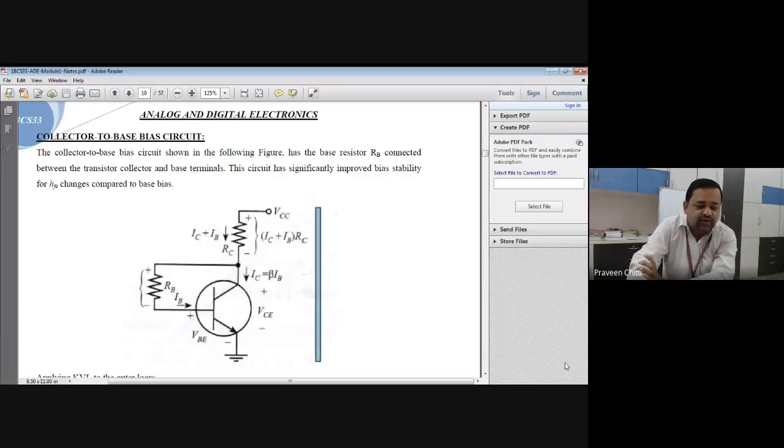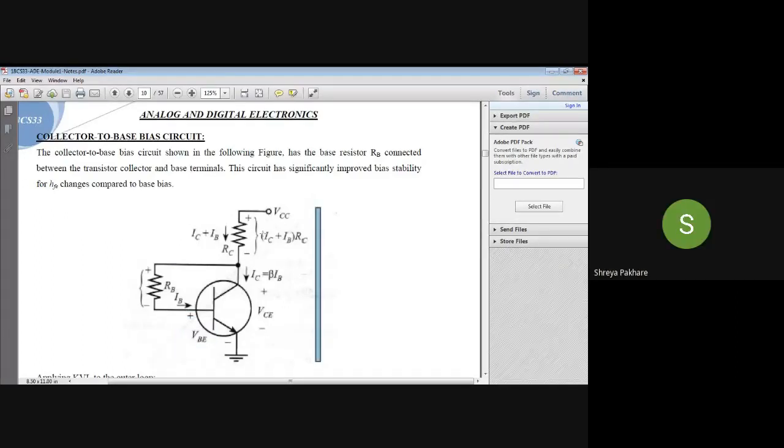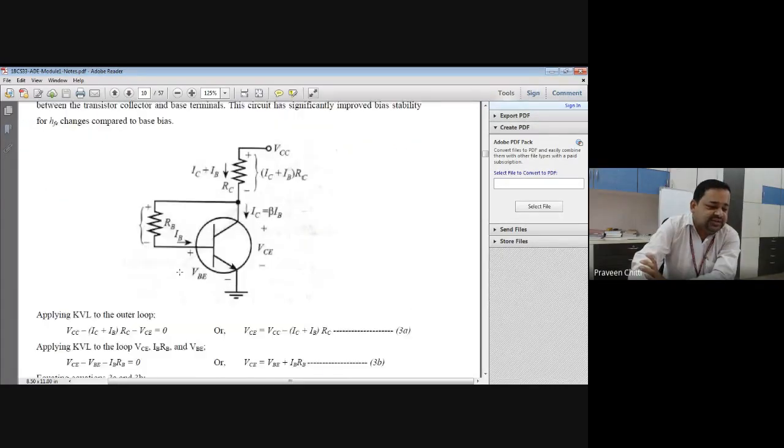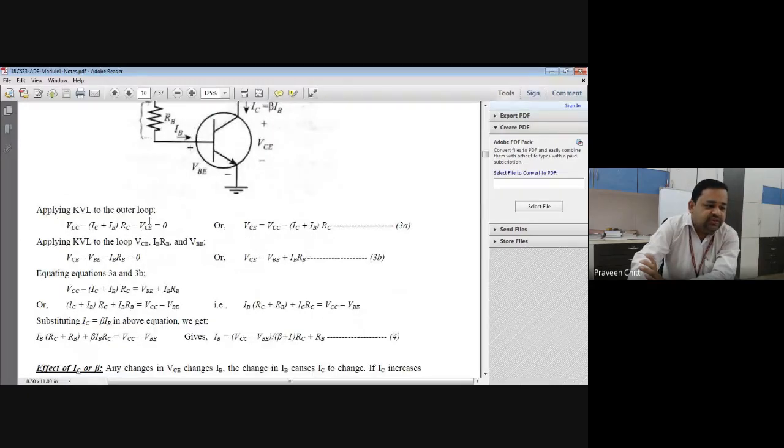Similarly, what is the KVL for the output? VCC is equal to (IC plus IB) into RC plus VCE. Yes, very good. That is what is written here. Applying KVL to the outer loop, first we write VCC. I have told you to write VCC equal to this, but they have brought those two terms to this side, so obviously they become minus. VCC minus (IC plus IB) into RC minus VCE equals 0. Or it can be rewritten as VCC equal to (IC plus IB) into RC plus VCE, or VCE equal to VCC minus (IC plus IB) into RC. This is the output equation.